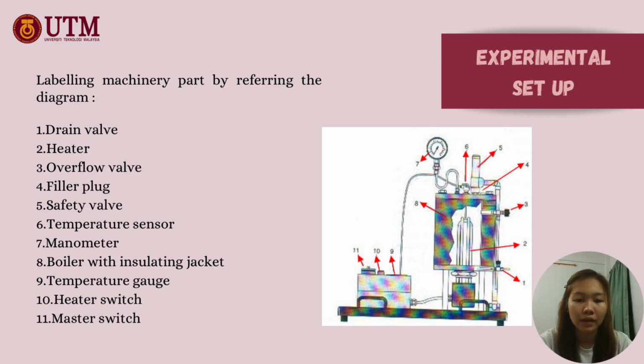Then the filter plug is to pour water into the boiler. The next one, the safety valve, is to prevent excess pressure build-up in the boiler. Then the temperature sensor is to measure the boiler temperature. And the seventh one is the manometer. The eighth one is the boiler with insulating jacket. The ninth, temperature gauge, tenth, heater switch, and the last one, eleventh, is the master switch.